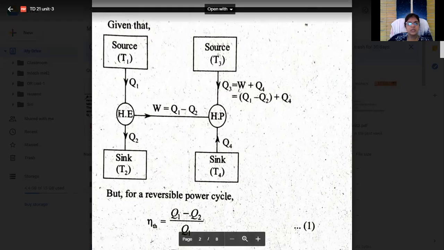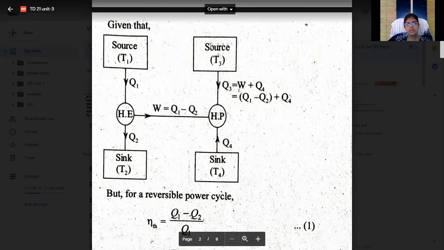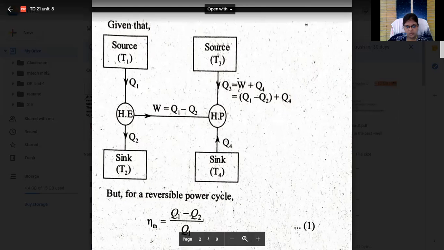So source, sink, Q1, Q2, T1, T2 and it gives the work. So what is the work? The difference of Q1 minus Q2 gives work done and this work done is given to the heat pump. So whenever the work is given to the heat pump, the heat flows from lower temperature to higher temperature. So the heat flows from T4 to T3. So heat supply of Q4 and Q3.